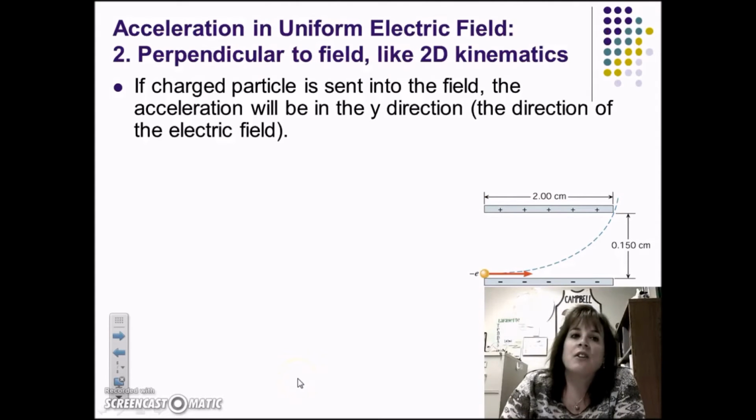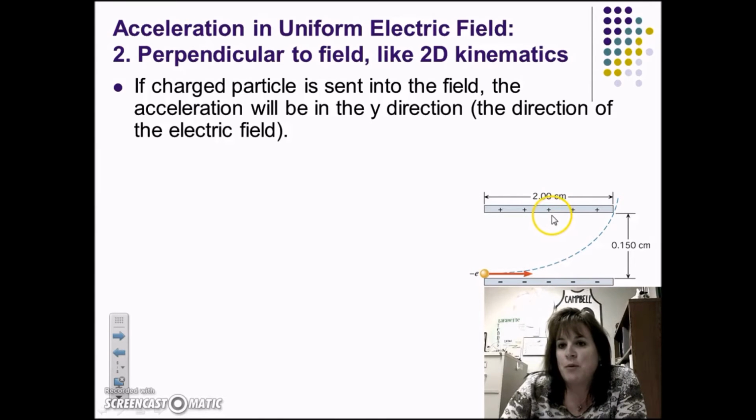So let's look at another example of particles accelerating in uniform electric fields. In our last example, we looked at a particle that started at rest and moved in the direction of the electric field, or against if it was a negative charge. This time we're going to look at a particle that gets injected into an electric field that's perpendicular, initially anyways, to the direction of the electric field.